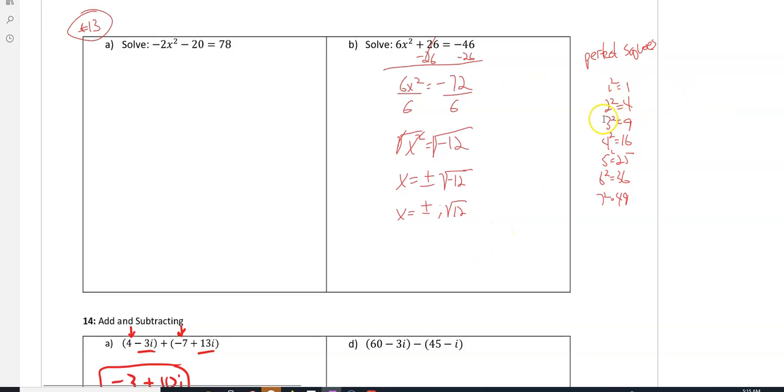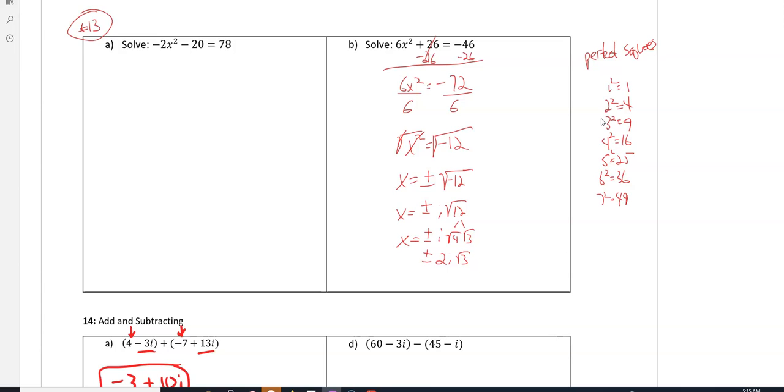12, it divides by 4. So you would split it into square root of 4, square root of 3. 4 times 3 is 12, right? And bring that i down. So it's x equals plus or minus i square root of 4 times square root of 3. Square root of 4 is 2. So that's 2i square root of 3.